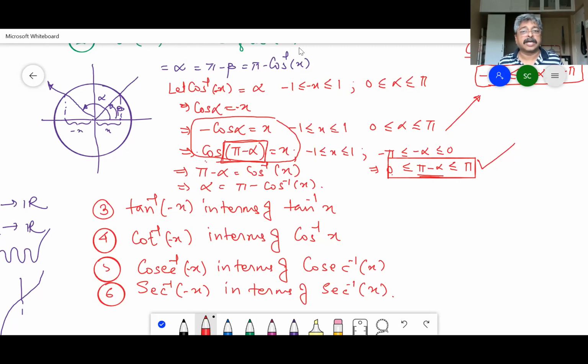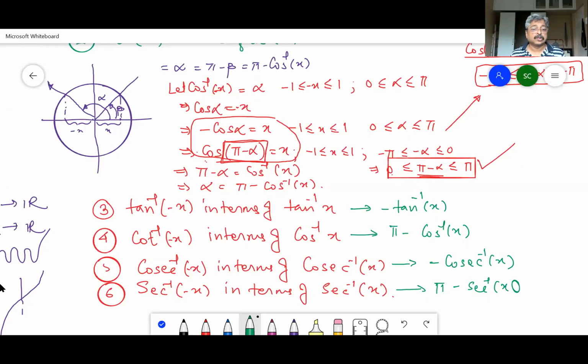Let me check whether they are correct. Maybe I will explain a couple of them. Yes, I will explain cot. Tan inverse of minus x, cot inverse of minus x is equal to pi minus cot inverse x, and cosec of opposite of x. So which cot one shall we do?